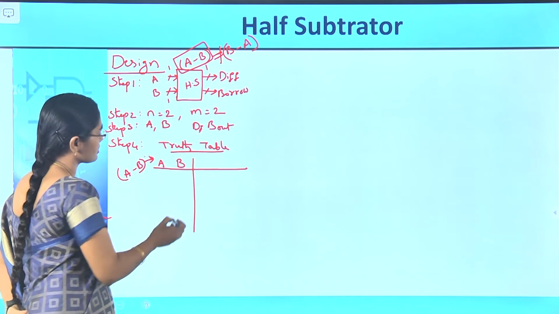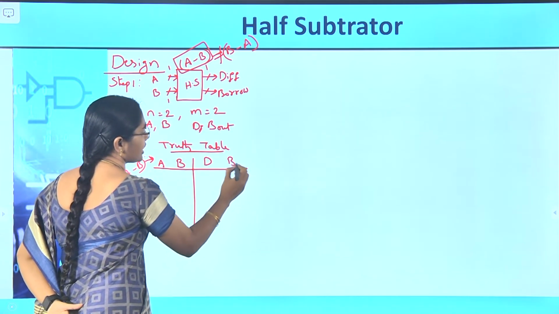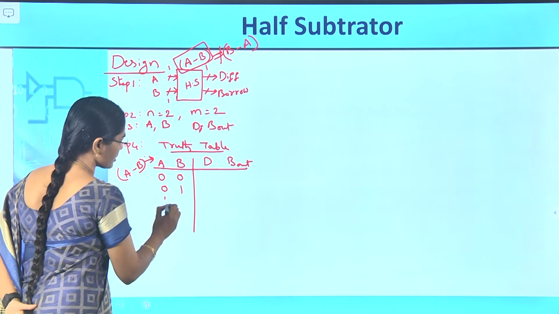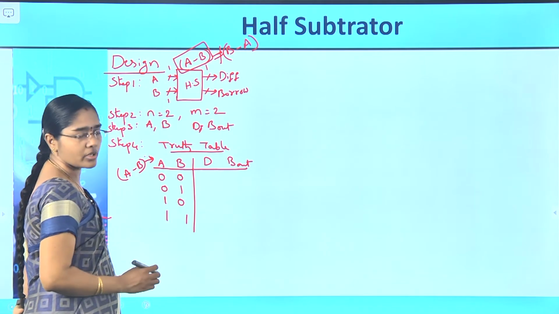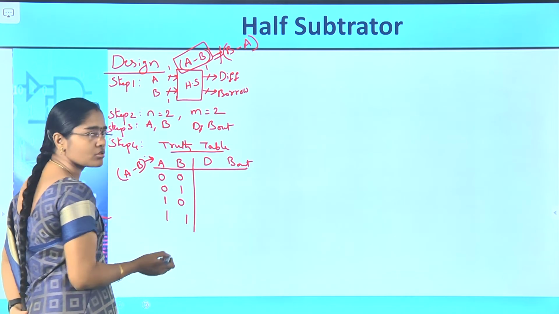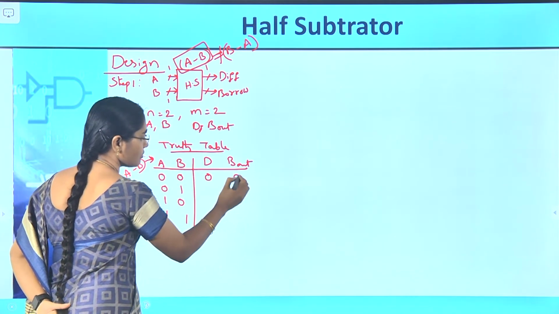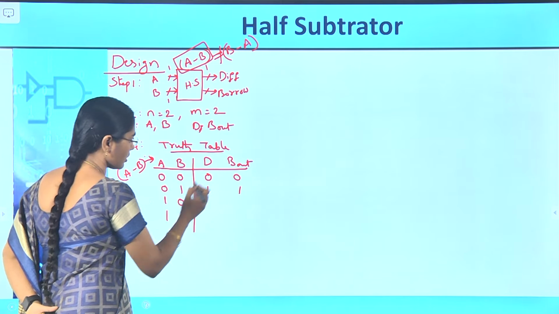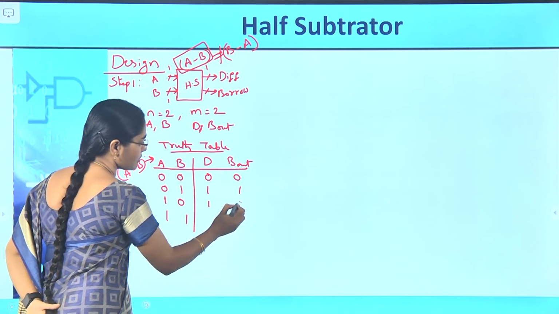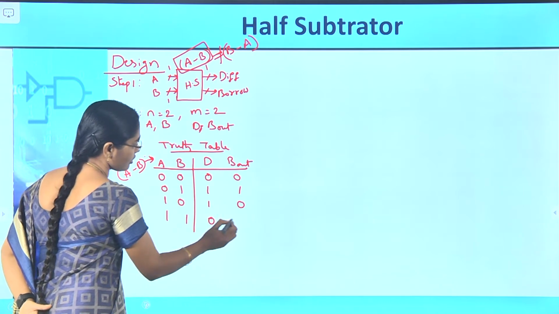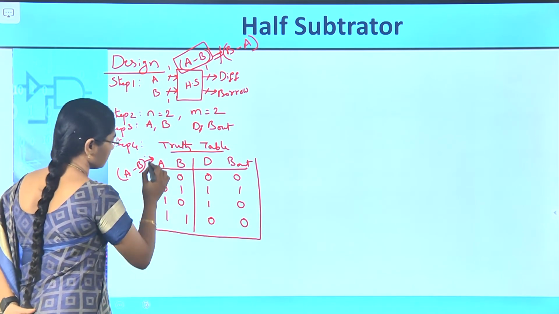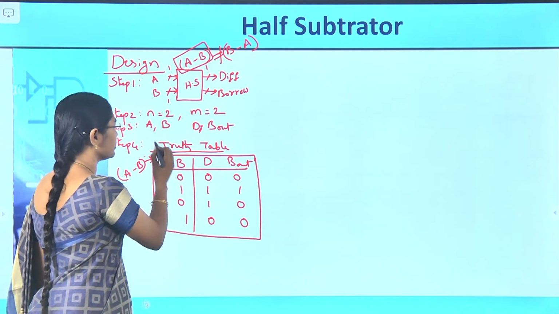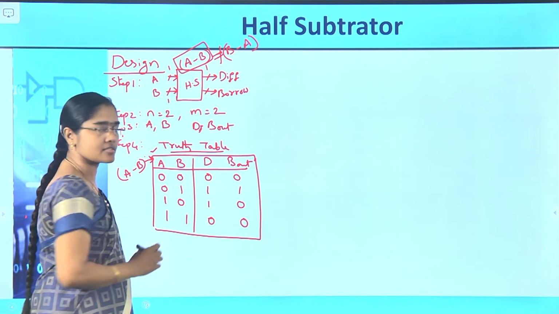The inputs are A B, and the outputs are difference and borrow out. Since two inputs are there, 4 combinations are possible in the truth table: 0 0, 0 1, 1 0, 1 1. For 0 0, difference 0, borrow out 0. For 0 1, that means 0 minus 1, as per the rules, difference 1 and borrow 1. For 1 0, difference is 1 and borrow 0. And for 1 1, difference 0 and borrow 0. Step 4 is writing the truth table. The truth table for the half subtractor is this.